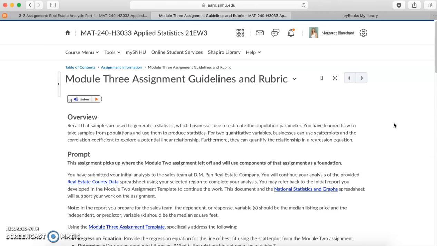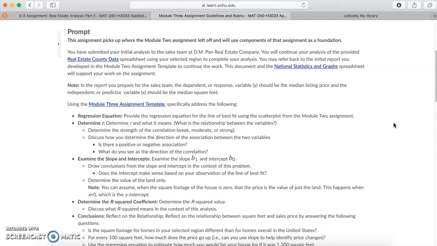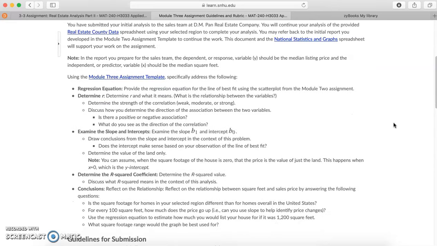This assignment picks up where the Module 2 assignment left off, and we'll use components of that assignment as a foundation. You have submitted your initial analysis to the sales team at DM Pan Real Estate Company. You will continue your analysis of the provided real estate county data spreadsheet using your selected region to complete your analysis. You may refer back to the initial report you developed in the Module 2 assignment template to continue the work. This document and the National Statistics Graph spreadsheet will support your work on the assignment.